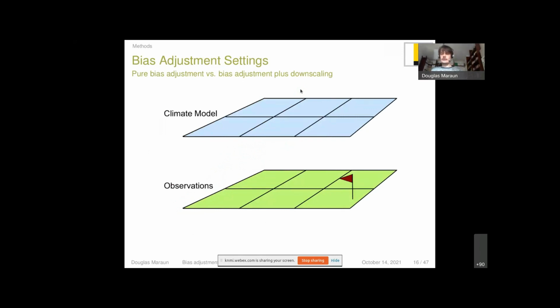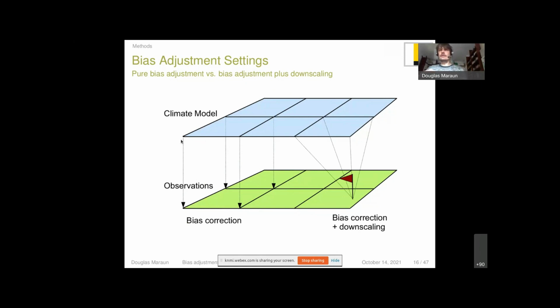Okay, now I talked about downscaling bias adjustment. So a climate model, let's say, has a certain resolution of, I don't know, 25 kilometers or whatever, or 12 kilometers, depending on what kind of model you have. And then you've got observations, and the observations may be gridded, like here, maybe at the same resolution even, or they may be at a finer resolution or even to the point scale. So I've got a station somewhere.